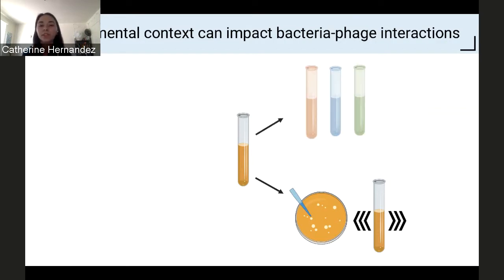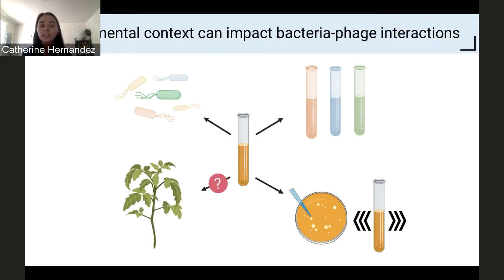You can also manipulate the quantity and quality of resources that are available to the bacteria that you're growing. Or you could also play around with adding different microbes and seeing how that impacts pairwise coevolution, or maybe a network of interactions between bacteria and phage. And so all of this work has been done in vitro and has been shown to be important for shaping bacteria-phage interactions and coevolutionary dynamics.